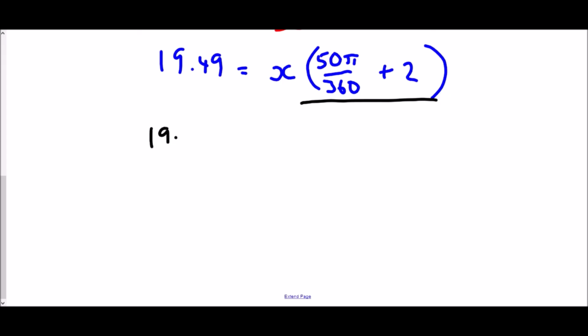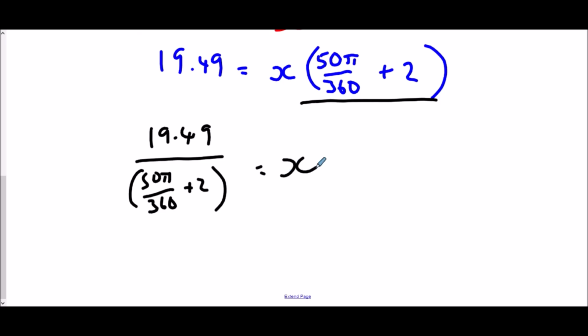And so 19.49, I can divide it by everything that was in that bracket, 50 pi over 360 plus 2, and it will give me the value of x. And so we're just going to do that on our calculator.